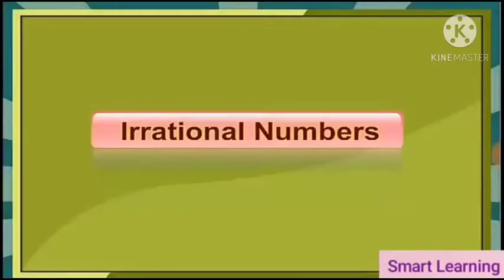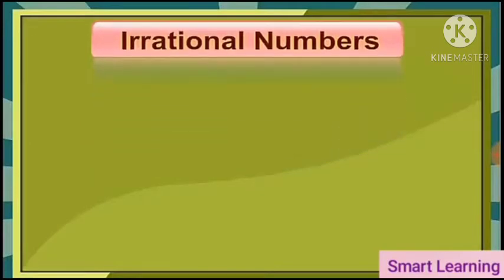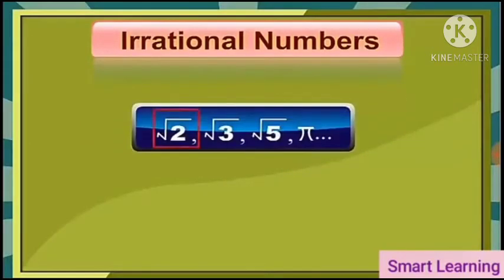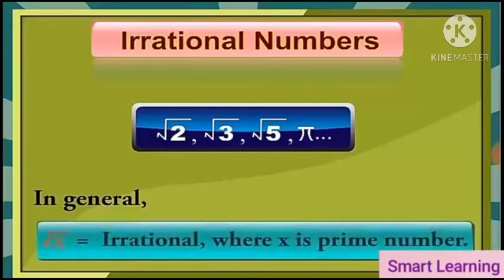In this module, we will discuss irrational numbers. We know that square roots of 2, 3 and 5 and pi are irrational numbers. In general, square root of x is irrational where x is a prime number.